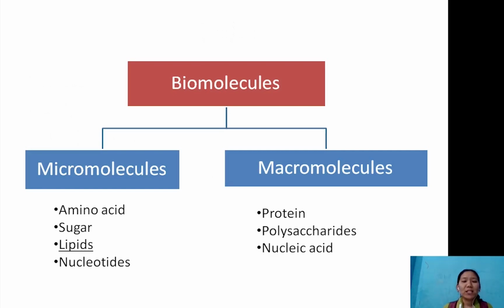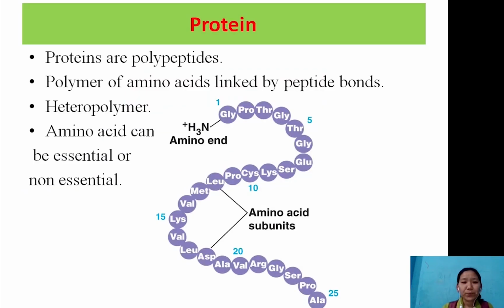That is, we discussed that all the chemical components, molecules present in the living organism are termed as biomolecules, and these biomolecules are classified based on their molecular weight into two categories, that is micromolecules and macromolecules. Micromolecules, some examples are amino acids, sugar, lipids, and nucleotides. And there are three major macromolecules, and those are protein, polysaccharides, and nucleic acid. So we'll start with protein.